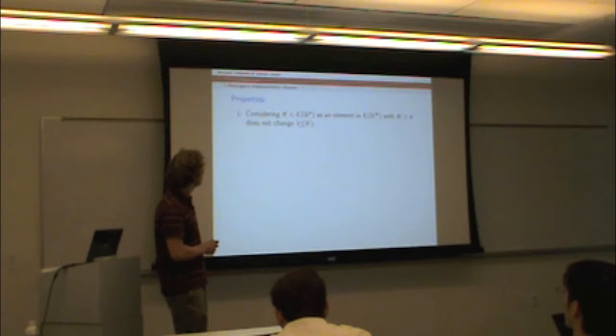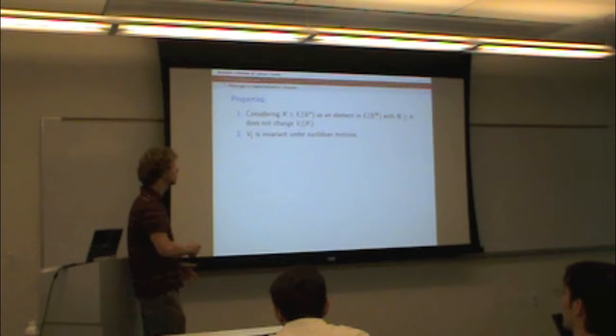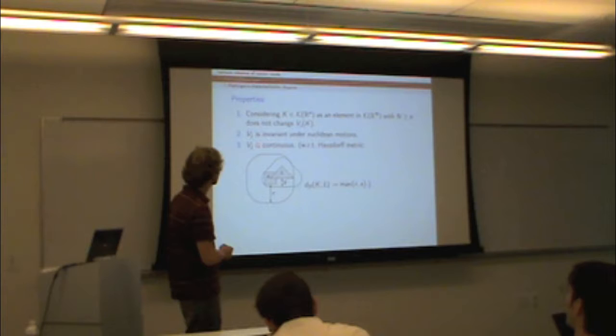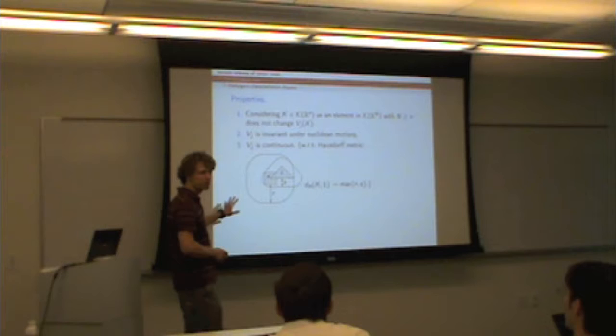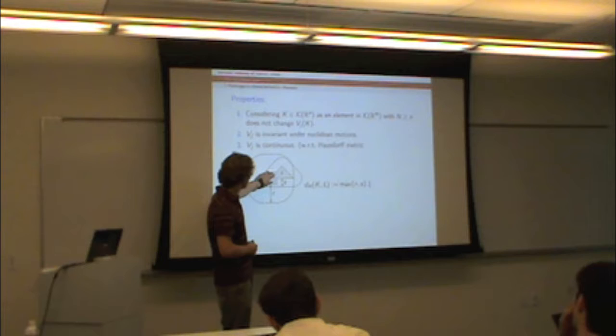Another property is really obvious: Vj is invariant under Euclidean motions. We're only looking at tubes and volumes of tubes, which are invariant under Euclidean motions, so the Vj are also invariant under Euclidean motions. Another property, which is not that obvious, is that Vj is continuous. And I should probably say something about the Hausdorff metric. The Hausdorff metric defines a metric on the set of convex bodies. So how can we measure the distance between two convex bodies? One point is that, okay, let's take the convex body K.